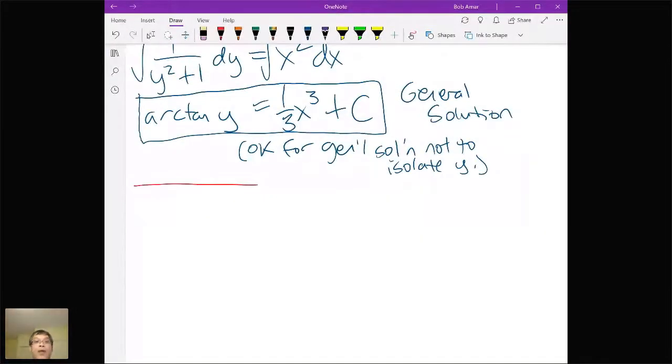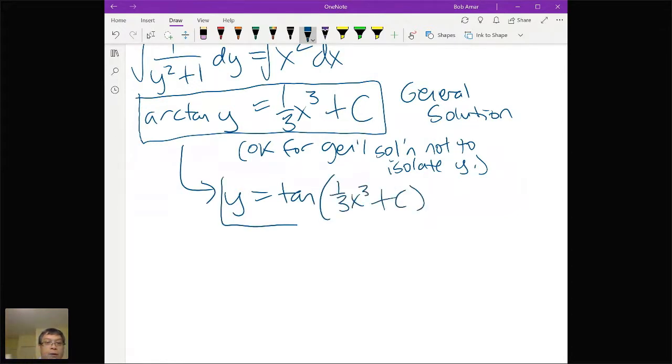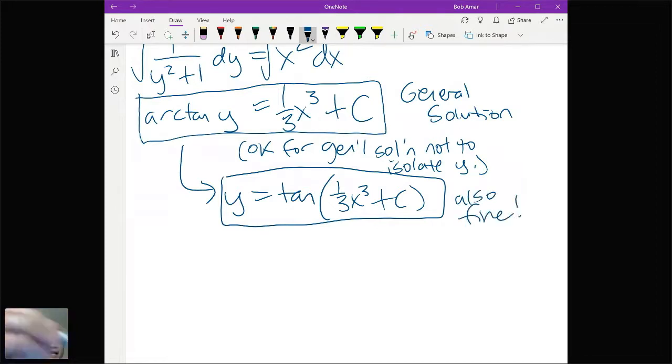Annika, you can. That would give you y equals, it would be okay to write this as well. It would be okay to write y equals tan of 1/3 x cubed plus c. Okay, this is also fine, but notice where the plus c is. The plus c is inside the parentheses because the plus c appeared when we took the integrals. If you add the plus c later, you run the risk of getting the problem wrong. So just be aware of that. Okay. I think it's easier to put the plus c where you see it there.